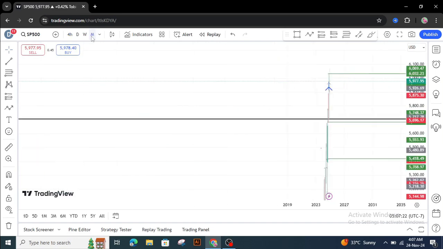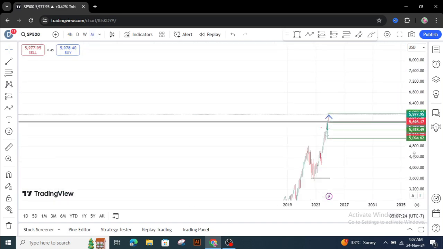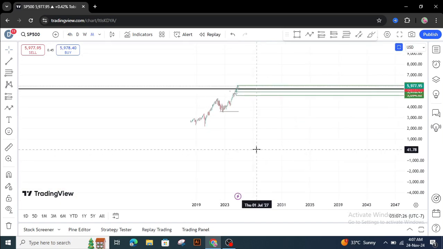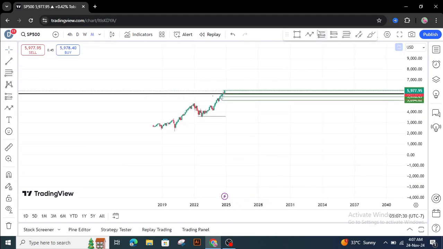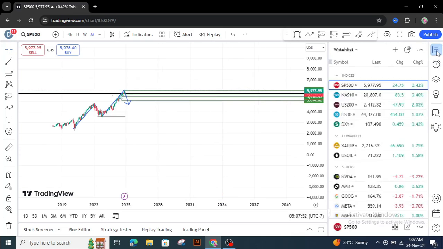If you come to monthly time frame and look at the trend here, you can see it is an uptrend. As you can see, a push to the upside, retracement, push to the upside. Probably we're going to have this next year. So now you know for a fact that this is a bullish market. S&P 500 is a bullish market. If we check Nasdaq, the same thing. If you check gold, the same thing.